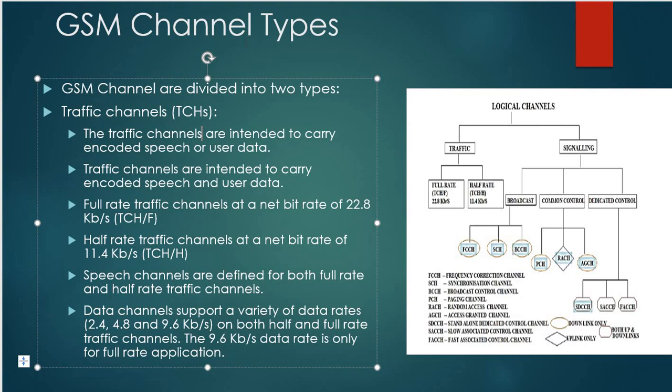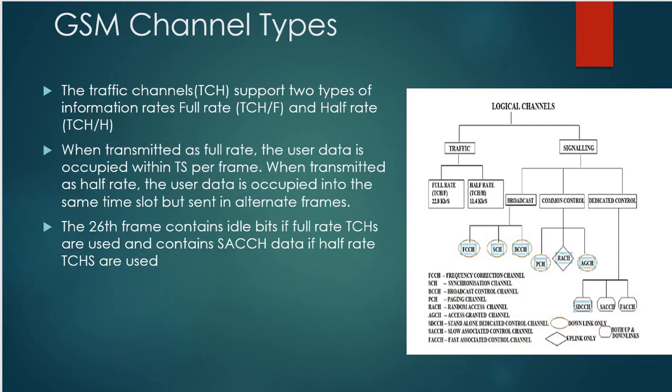Data channels support a variety of data rates, which can be 2.4, 4.8 or 9.6 kbps, on both half-rate and full-rate traffic channels. So this is the traffic channel. In these traffic channels we have two types, full rate and half rate, each with its own rate allocation, and communication is based on this. Let's move on to the GSM channel.